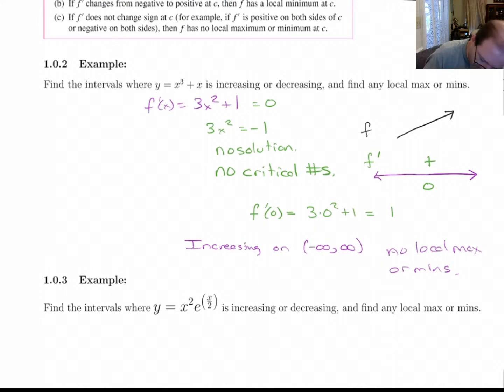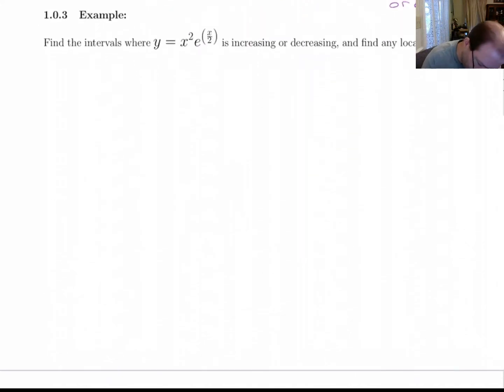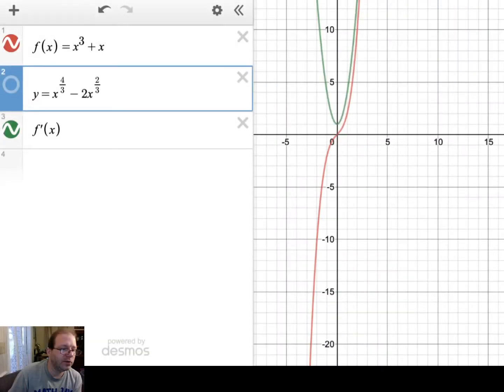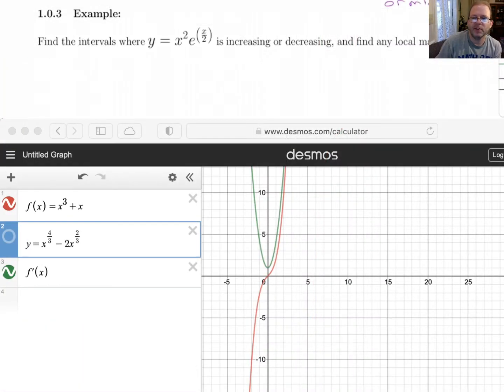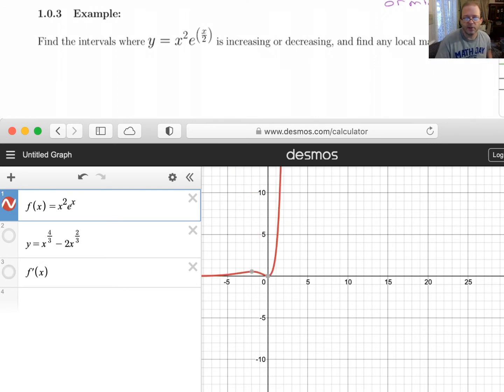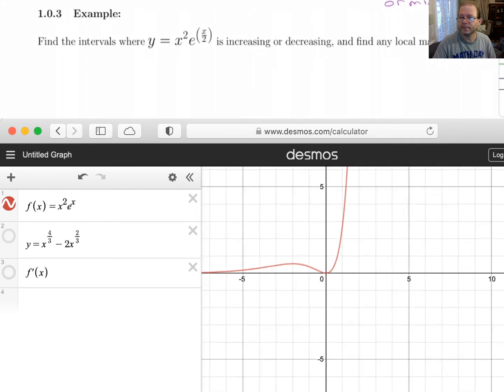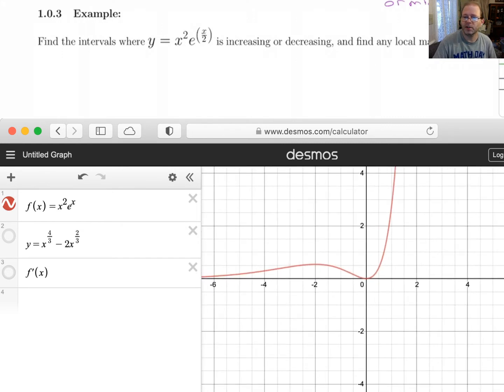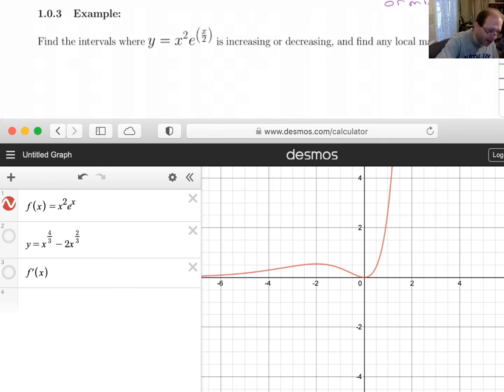Let's look at 103. This one's going to be more complicated. Find the intervals where this function is increasing or decreasing, and find any local max or mins. We don't need to, but I want to put this into Desmos to begin with. I just want to see what this looks like. We got x squared e to the x. So it looks like that. So that's going to be interesting. It looks like it has a max and a min there, but let's do it by hand.